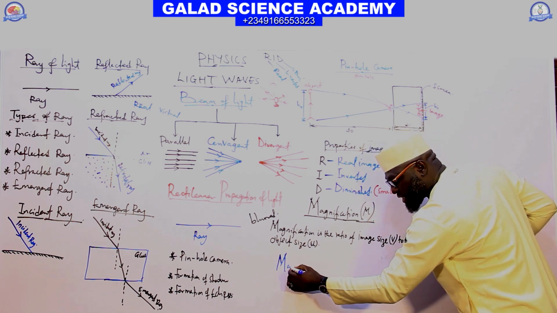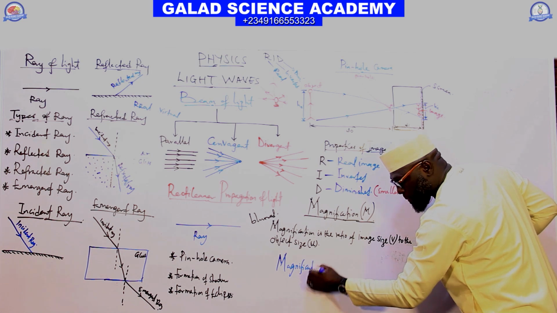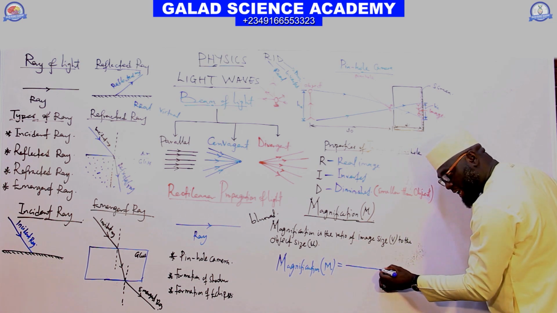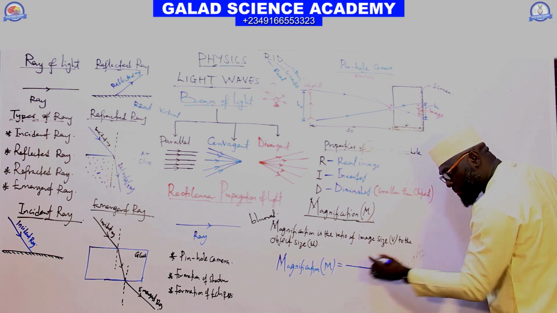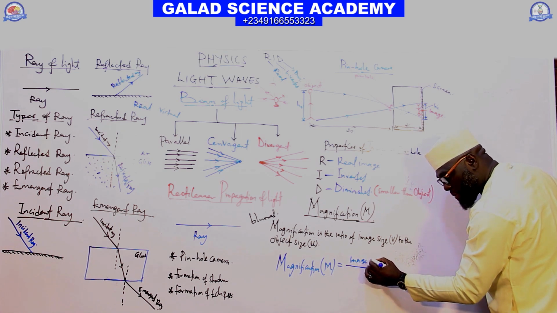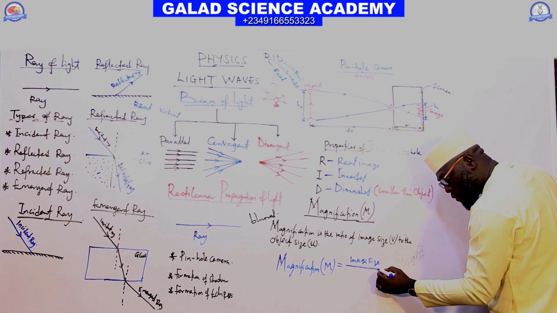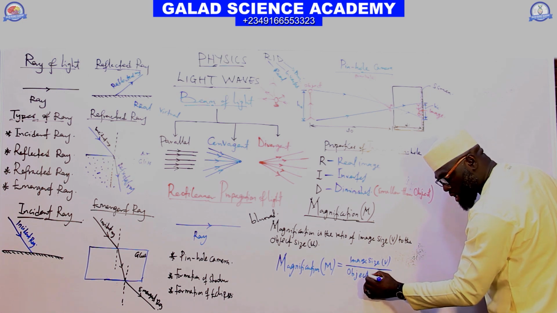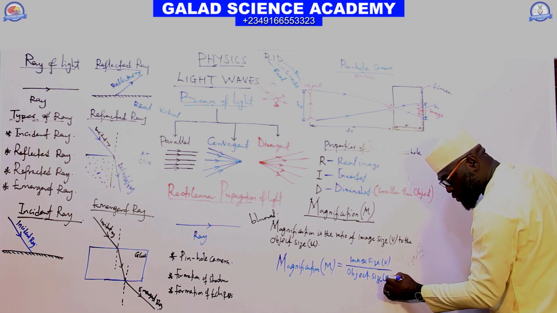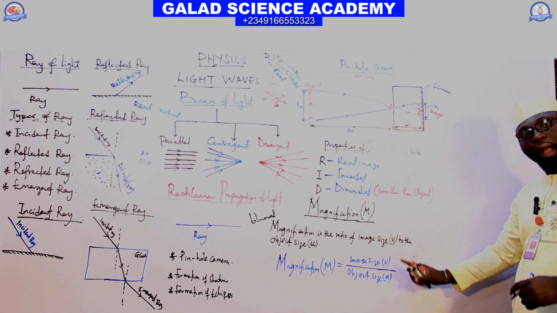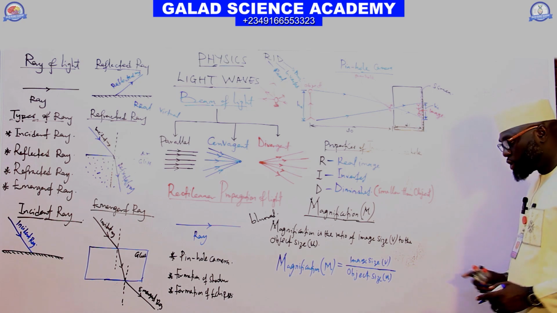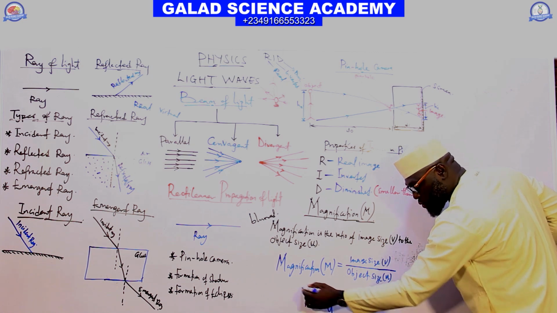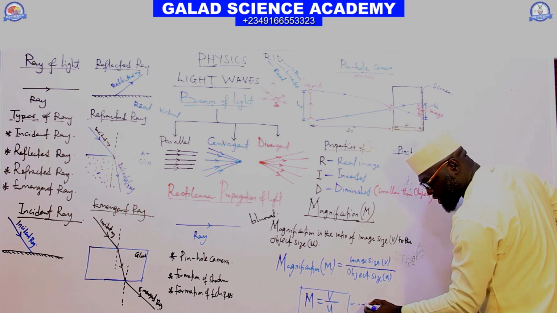So mathematically, magnification, M, is the ratio, which means divide, of image size. What is the symbol for image size? V. To the object size, which is U. Both of them are measured in centimeter or meter, so they cancel each other. So we can now rewrite it in this form. Magnification should be V over U. This is the formula for magnification. Equation 1.